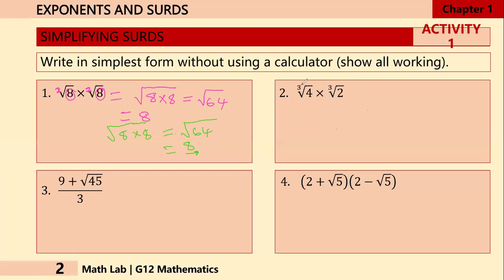So we can see here on number 2, the powers are the same too. Do you all see? Yes, the powers are all the same. So it's going to be cube root of 4 times 2. So cube root of 4 times 2 is going to give us what? It's going to give us cube root of 8. And the cube root of 8 is how much? It is equal to 2.